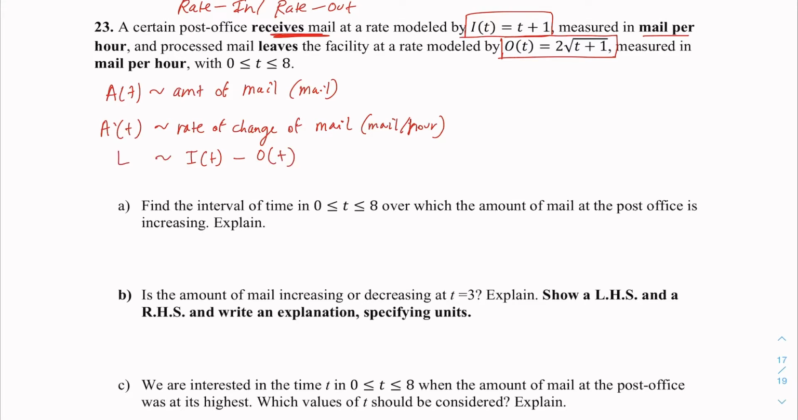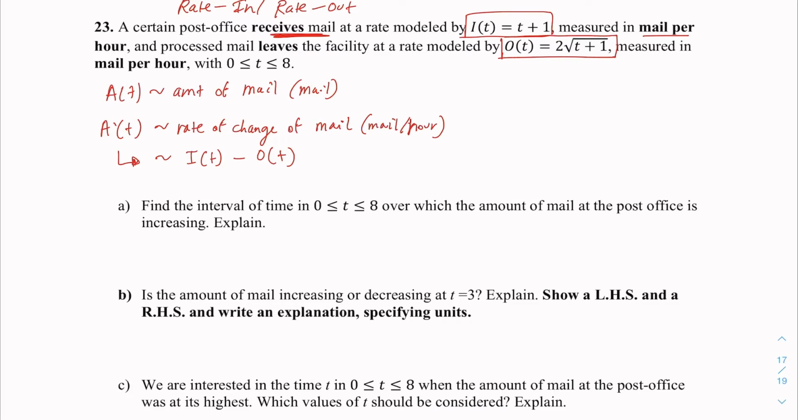So this is the key step. Define your original function, and then the rate function, which will usually involve a relationship between an entering and a leaving, or an in and an out. Now that we've set up the problem, let's start part A.